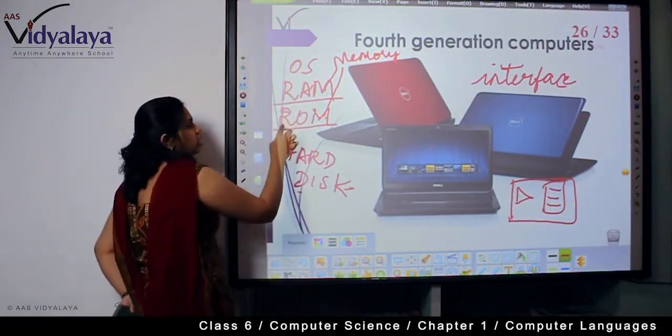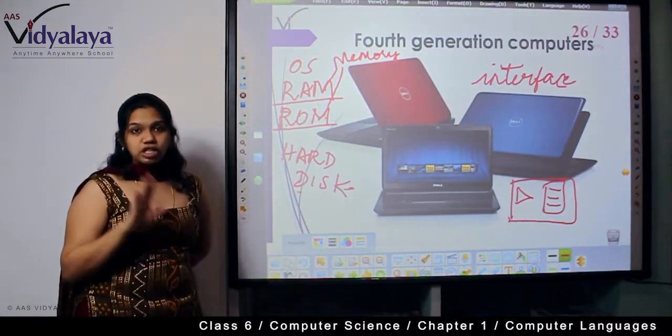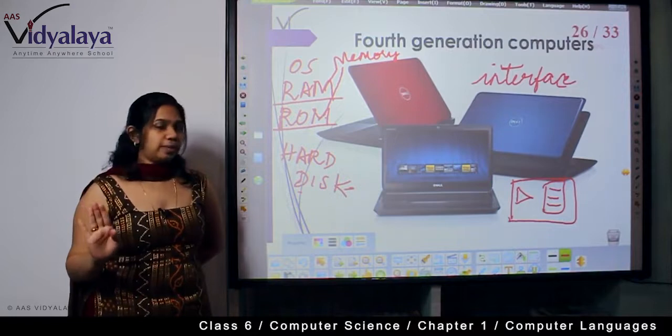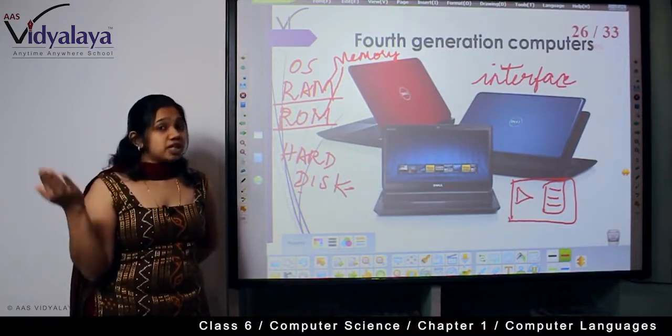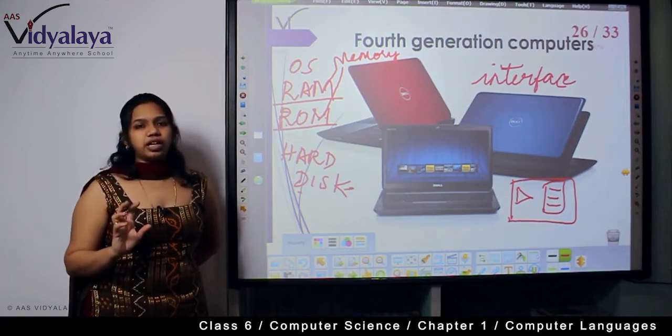The next one is called read only memory. That means all you can do with this memory is read it. You cannot alter it like RAM. Whatever is inside that memory, all you can do is only read that content.